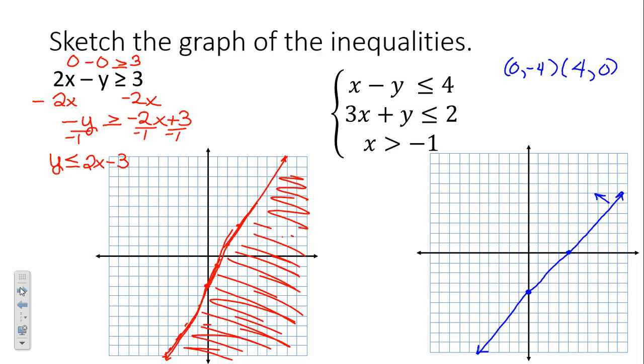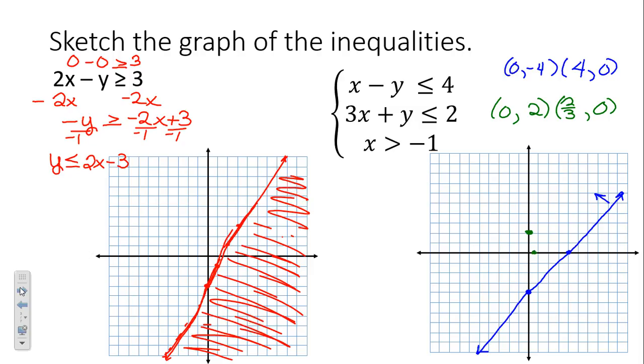Okay, next line. Let's do the same thing. Let's find our intercepts. So when x is 0, what does y have to be? 2. When y is 0, what will x be? 2/3. So we're at 0 over 2 up. We're at 2/3 over 0 up.